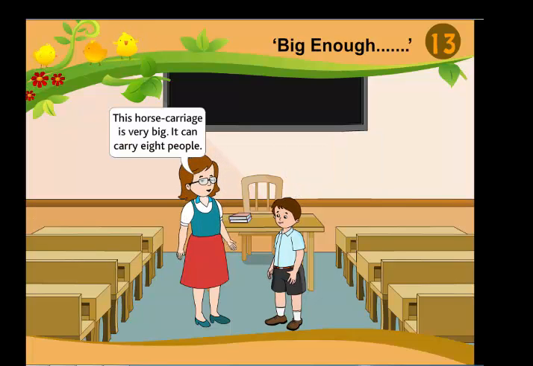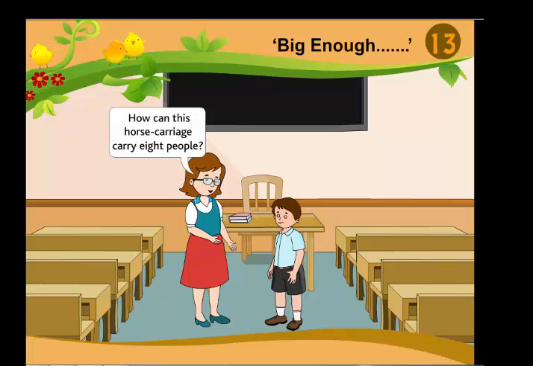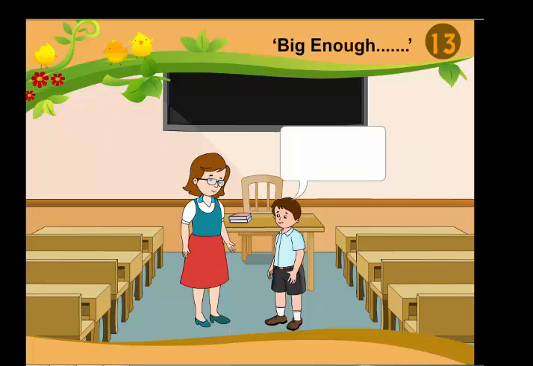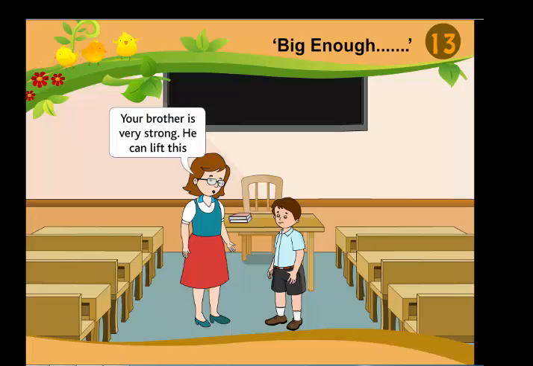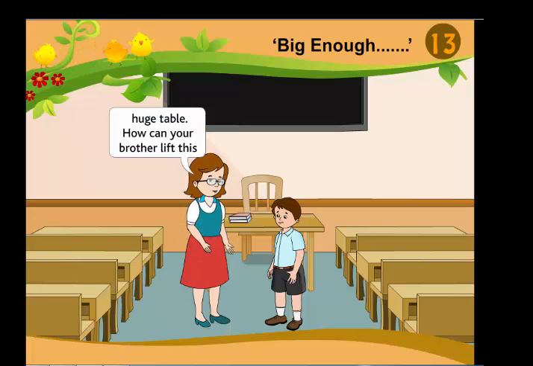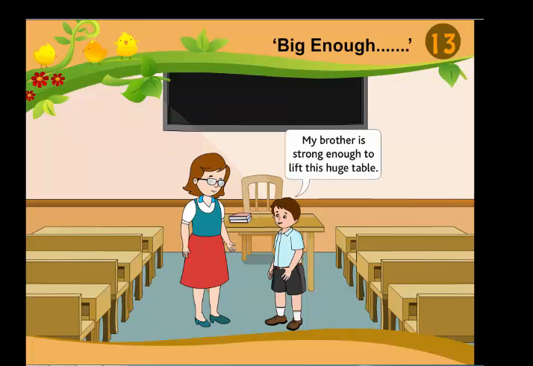This horse carriage is very big. It can carry 8 people. How can this horse carriage carry 8 people? This horse carriage is big enough to carry 8 people. Your brother is very strong. He can lift this huge table. How can your brother lift this huge table? My brother is strong enough to lift this huge table.